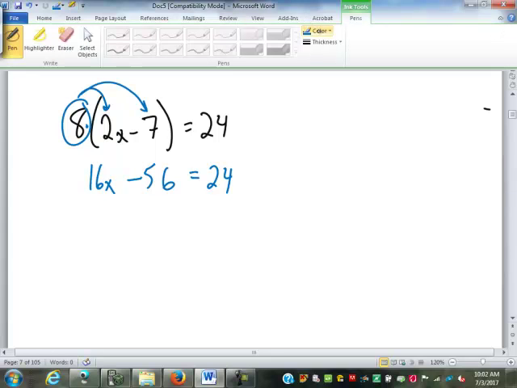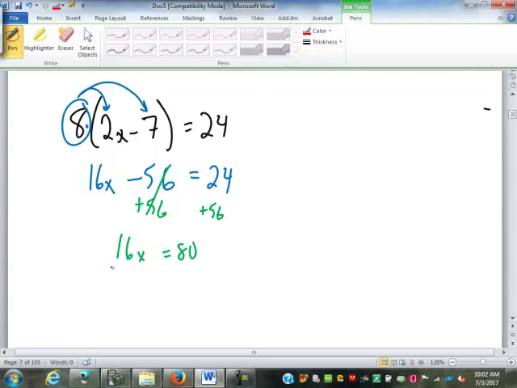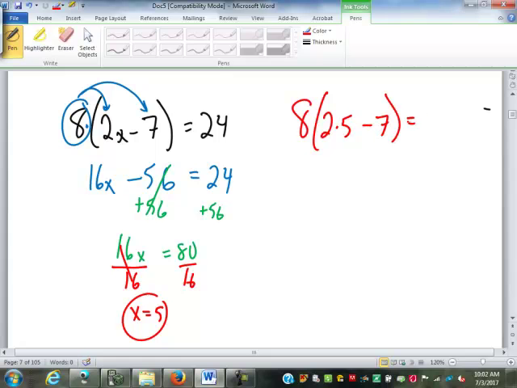Then what? 56. Add 56. 16x equals 80, and then divide by 16. Good. x equals 5. And of course, we could go back up here, replace x with 5, and verify that it works out. And it does.